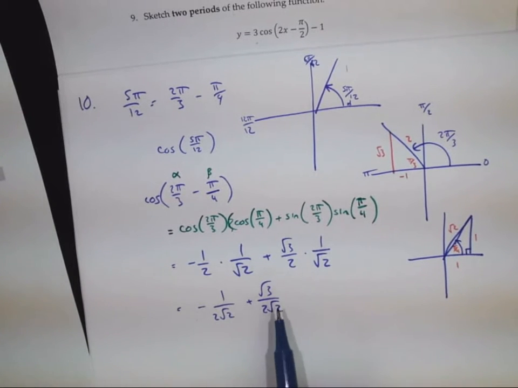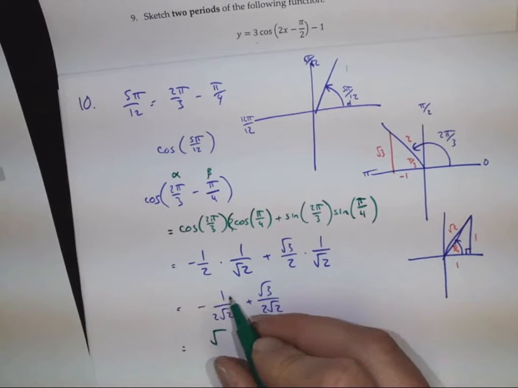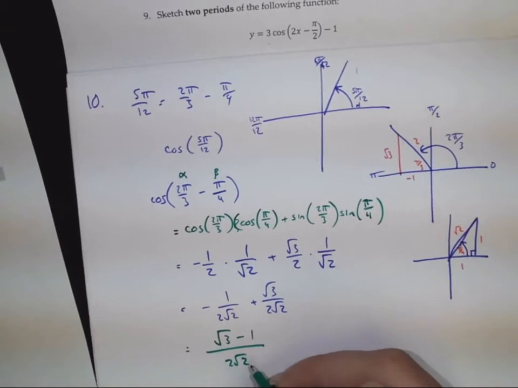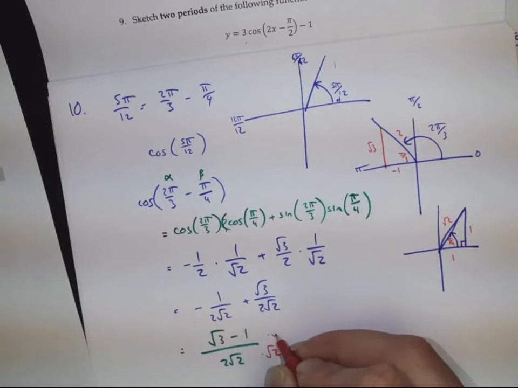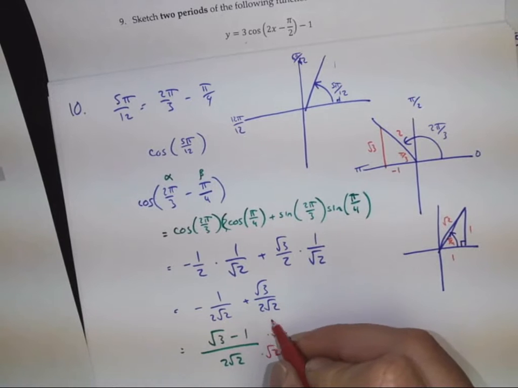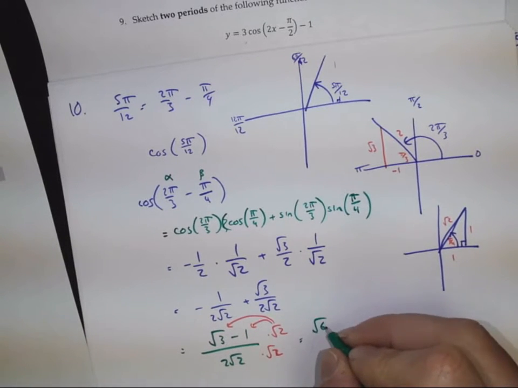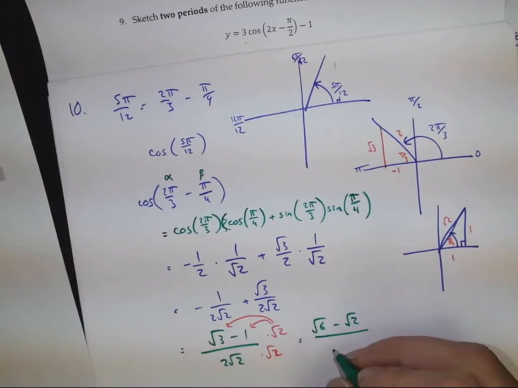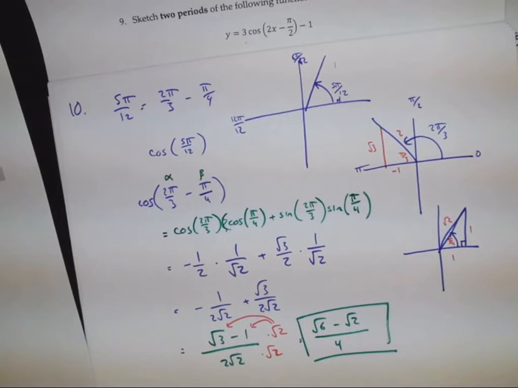Now most people would write the positive one first, and so I'm going to do that. I'm going to rewrite it. Well, I'll add these together. So root 3 take away 1 over 2 root 2. And then I got to rationalize the denominator. So multiply by root 2, multiply by root 2, and that multiplies by both of those. So then I get root 6 take away root 2 over 2 times 2, which is 4. And that's our final answer for that question.